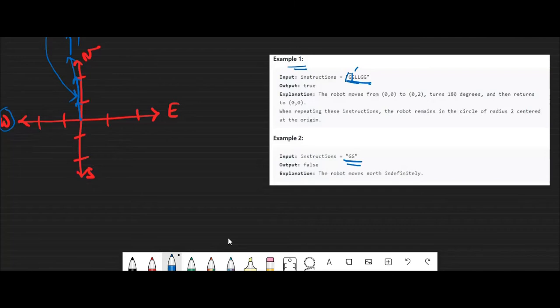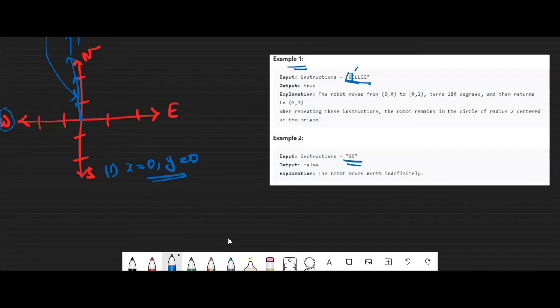So what we can conclude by observing the test cases, the very first thing that we have concluded, is that to get the Boolean value true, the robot must return to the origin. The robot must return to the origin, meaning if the robot, after traveling a certain path, returns to the origin, it means it will never ever leave that circular path, right?